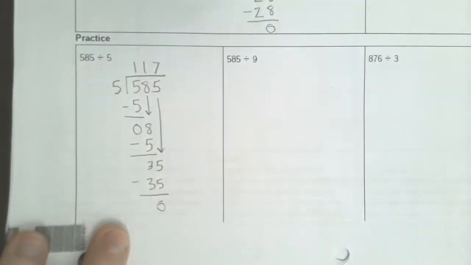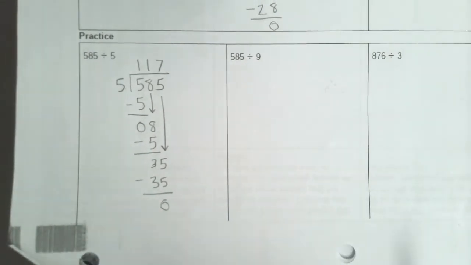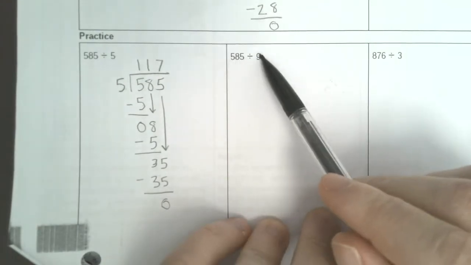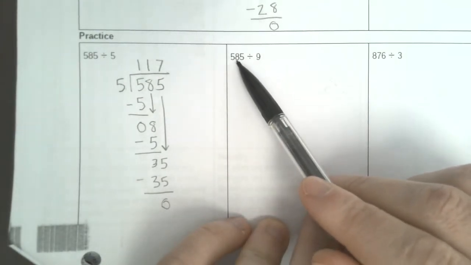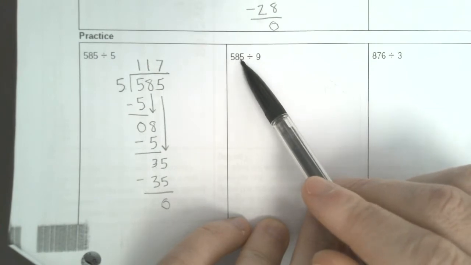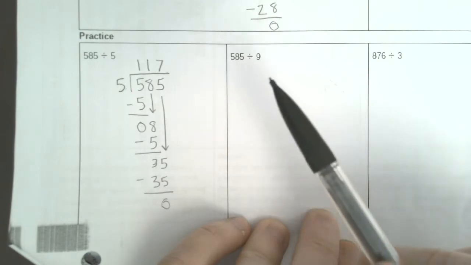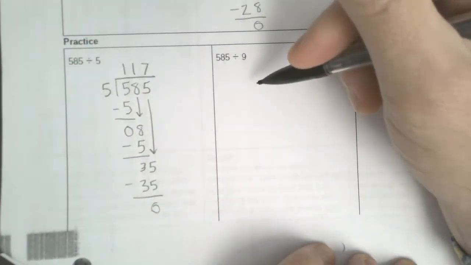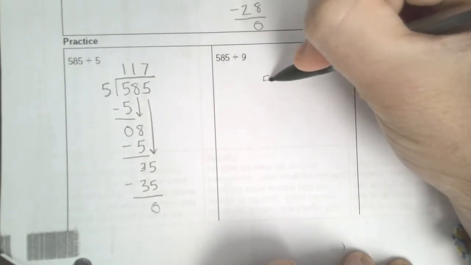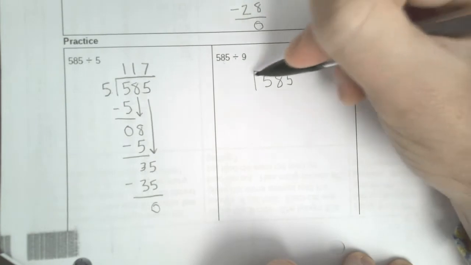So 585 divided by 9. Now there's an interesting nines trick. To figure out if 9 goes into 585, you add up the digits. 5 plus 8 is 13, plus 5 is 18. And because 9 goes into 18, that means that 9 goes into 585. So I know we're not going to have a remainder here. It's going to go in evenly. 585 divided by 9.